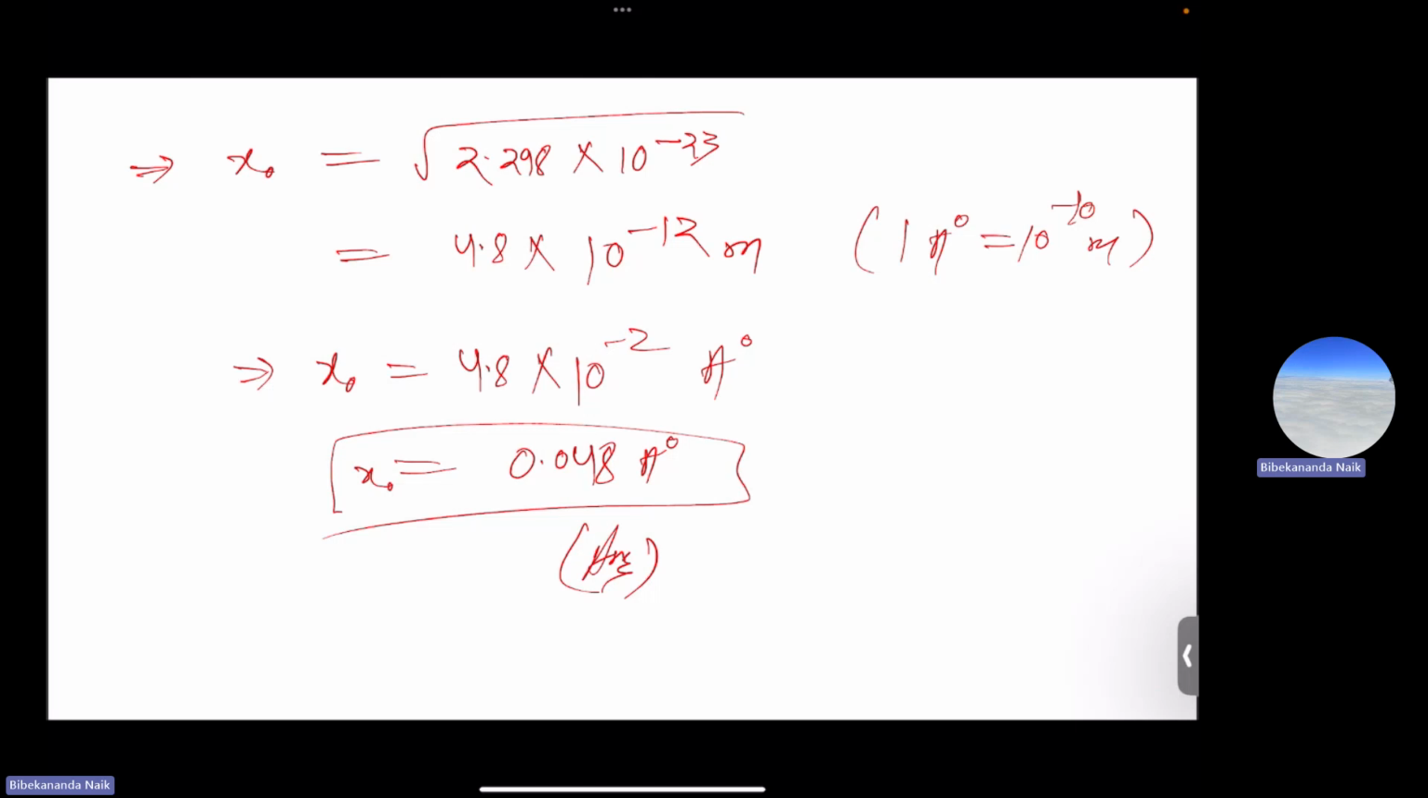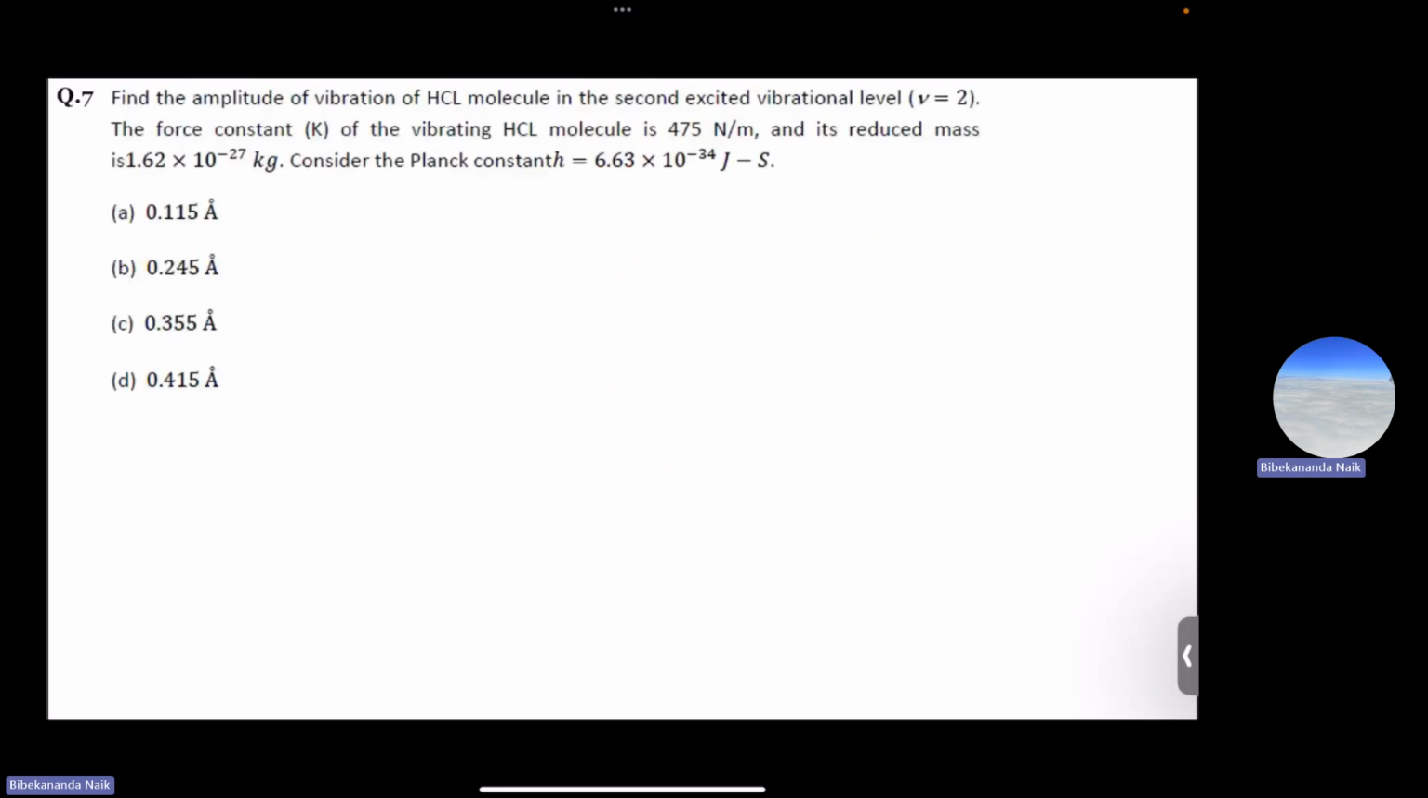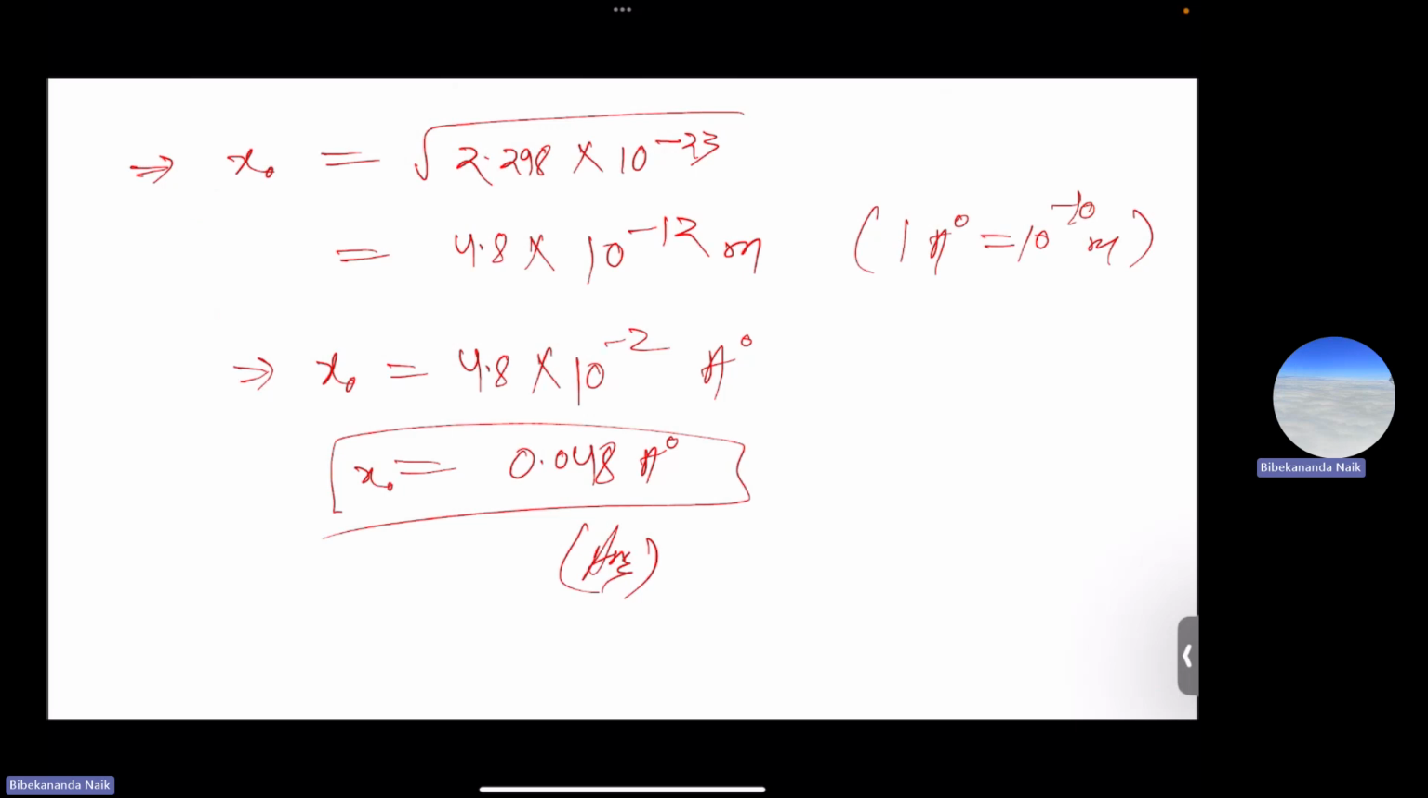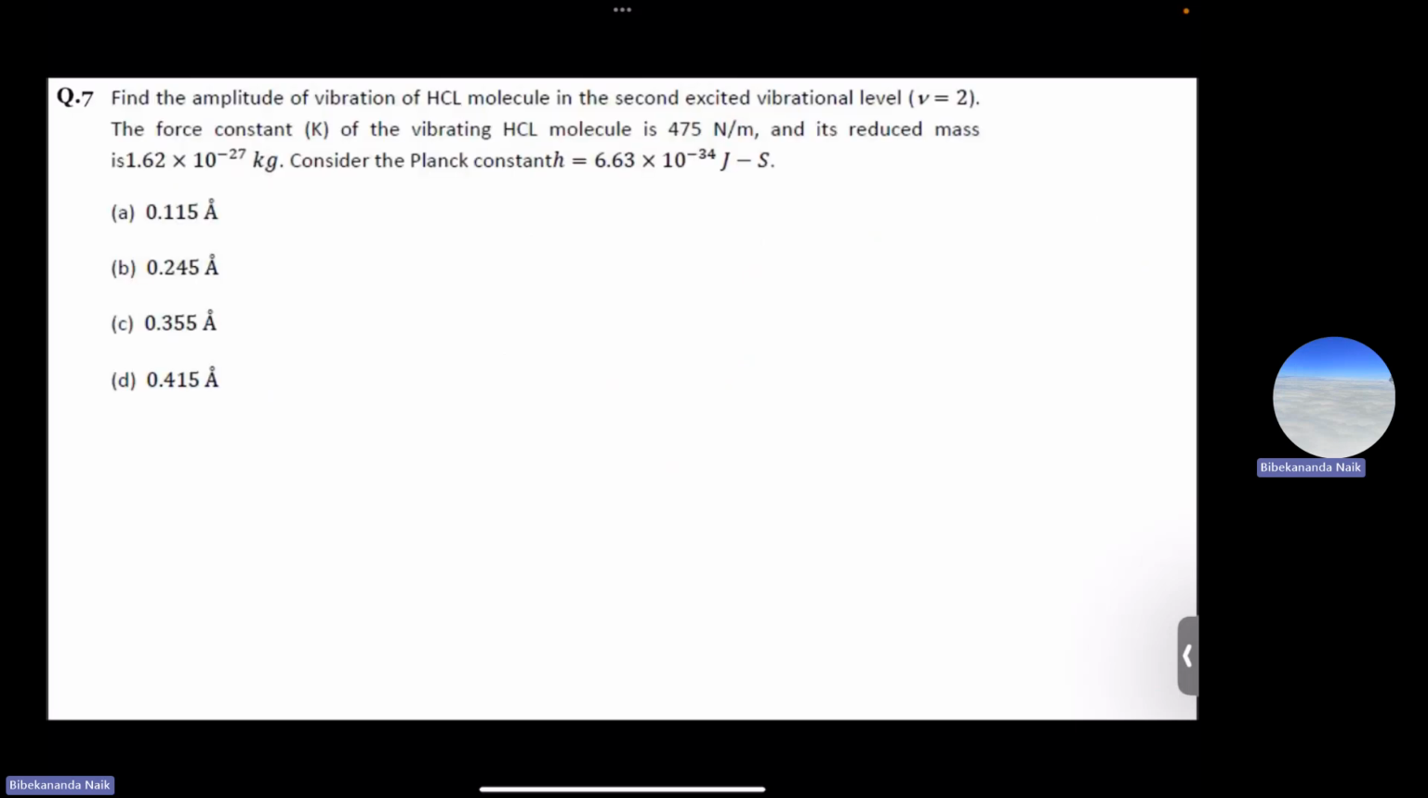Then the next question says, find the amplitude of vibration for HCl molecule in the second excited vibrational level. The force constant K of the vibrating HCl molecule is given and the reduced mass is given, and consider the Planck's constant. So it is pretty much similar to the previous question. I'll give you a few minutes to try this question and then we will discuss.